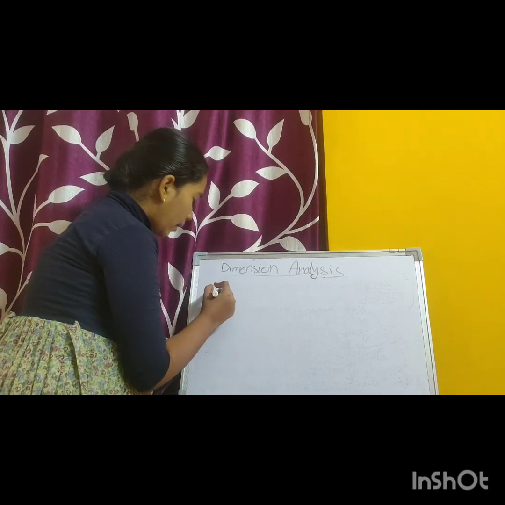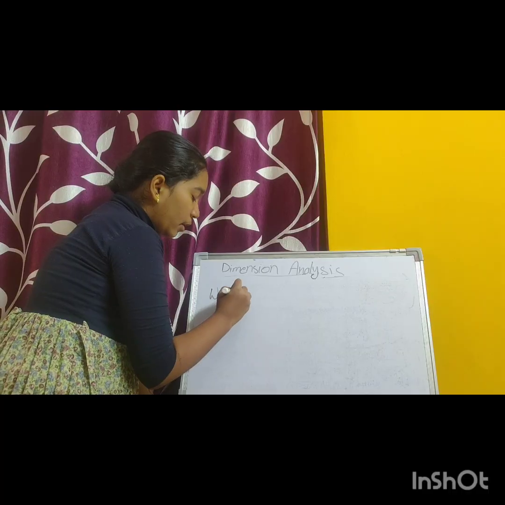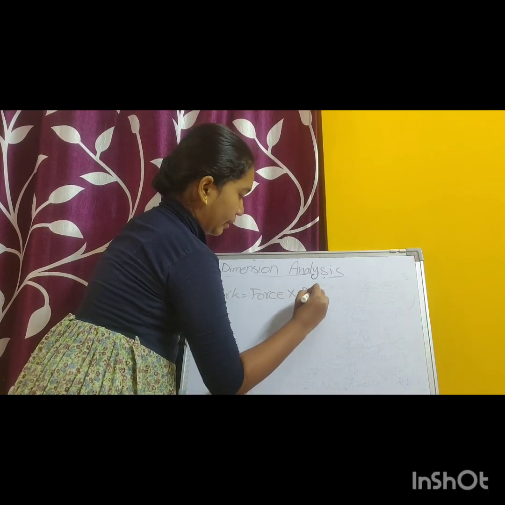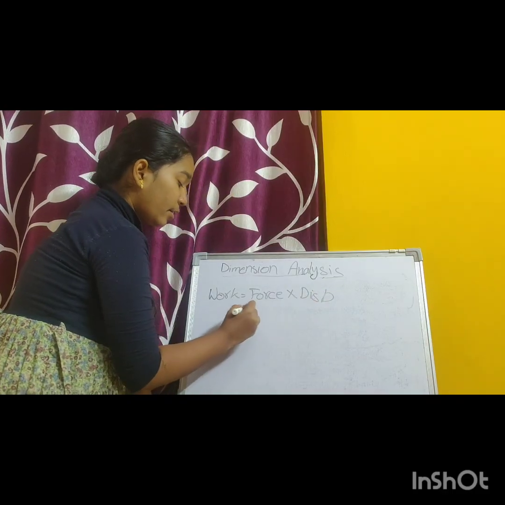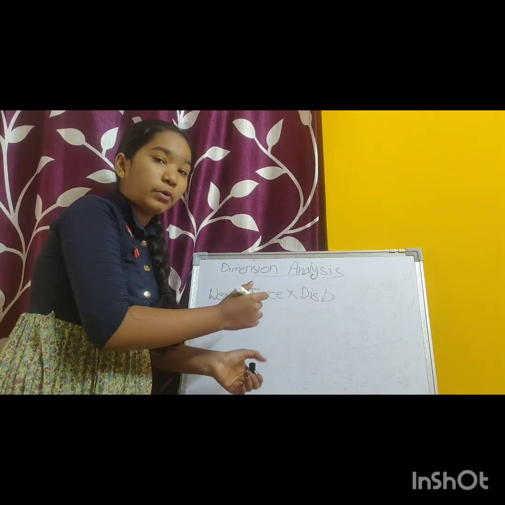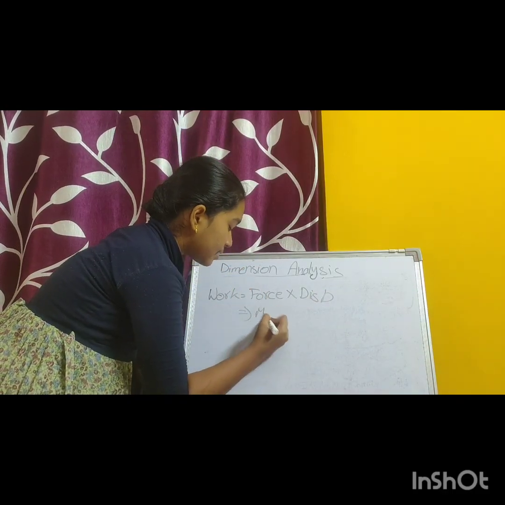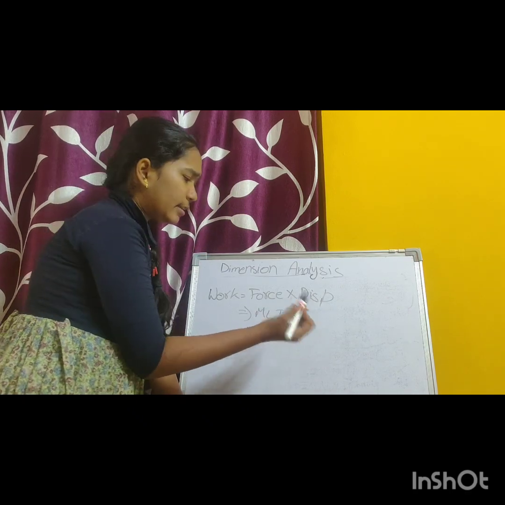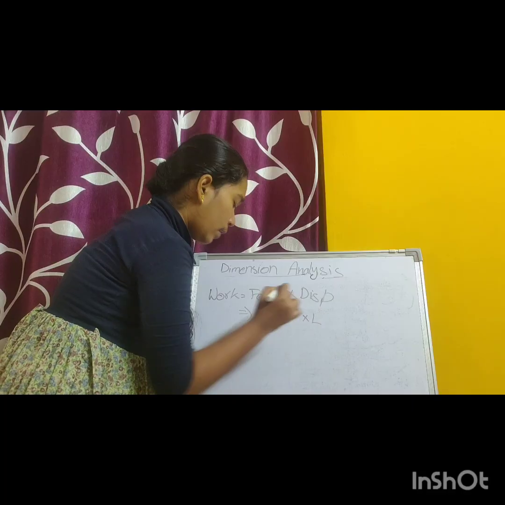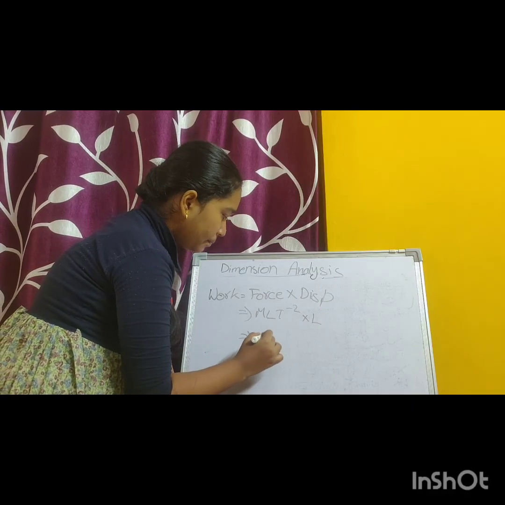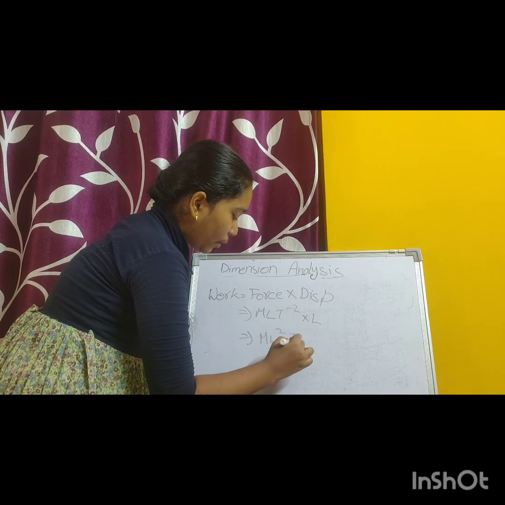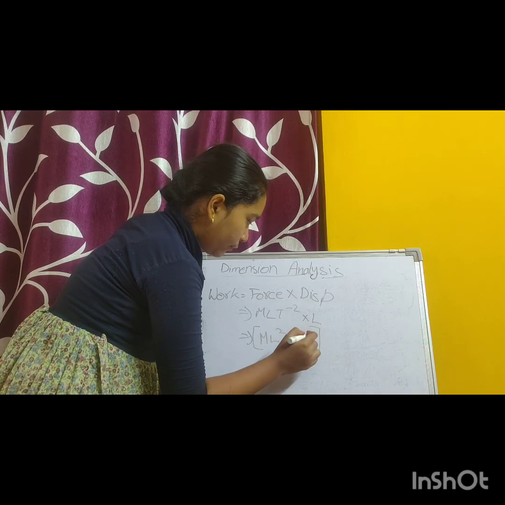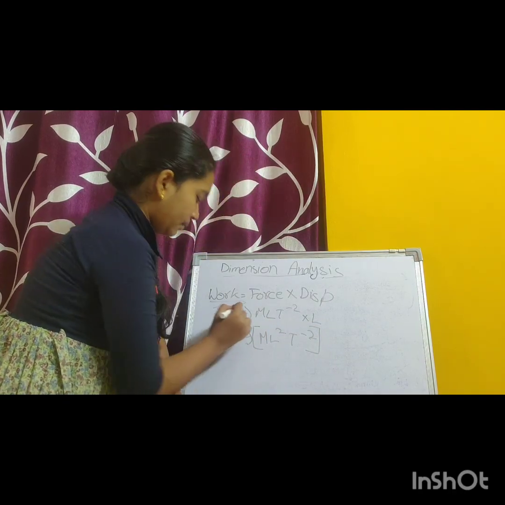Let's know about work now. The formula of work is force into displacement. We have derived the dimensional formula of force, and I said it's very important, which is M L T power minus 2, and displacement we calculate in the form of length, so we can write it as into L. So it will be M L square and T power minus 2. This is the dimensional formula for work.